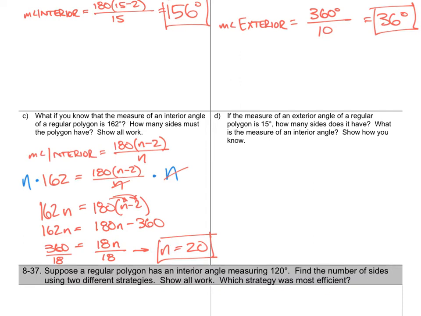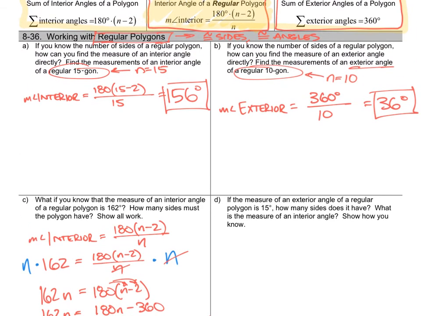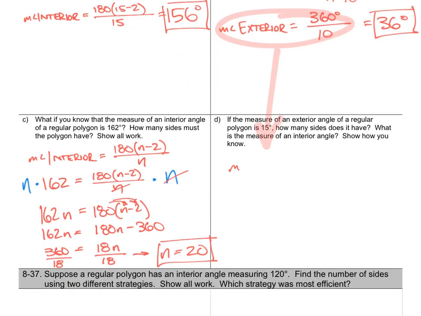Okay, last part here, D. If the measure of an exterior angle of a regular polygon is 15 degrees, how many sides does it have? Okay, so let's see. We just used this formula right up here that said the measure of an exterior angle of a regular polygon is 360 divided by n. Let's try that again. So now let's plug in what we know. We have a measure of the exterior angle. We're told that that's 15 degrees. So that's going to be 360 degrees over n.